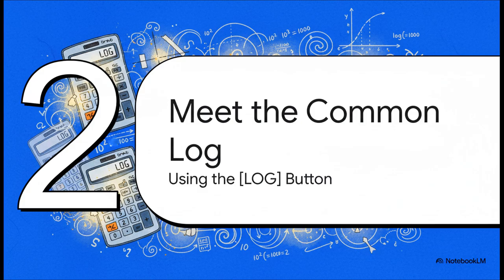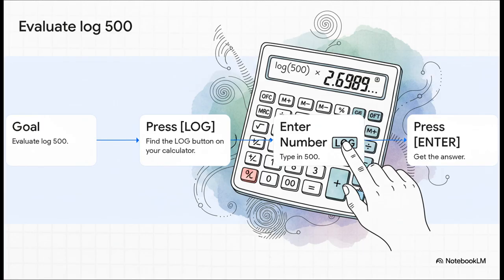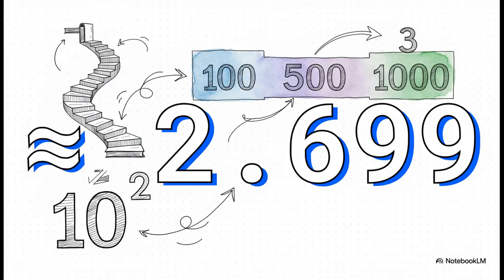All right, first up, the common log. This is your absolute go-to for anything involving powers of 10, and you'll be surprised at just how simple it is to use. Let's say we need to find the log of 500. It is literally as easy as it looks on the screen. You just press the LOG button, punch in 500, and hit enter. That's it. Your calculator does all the hard work. And boom, there's our answer, about 2.699.